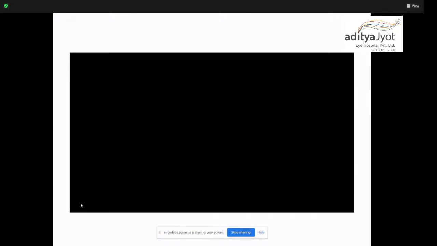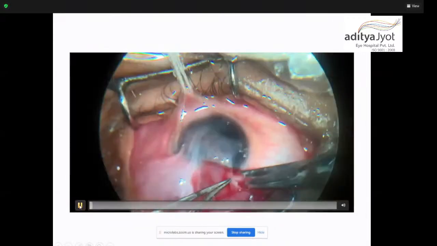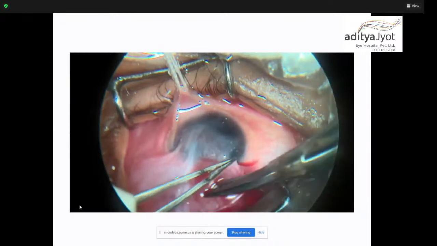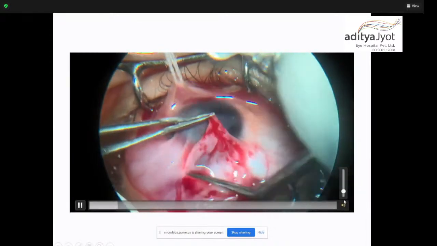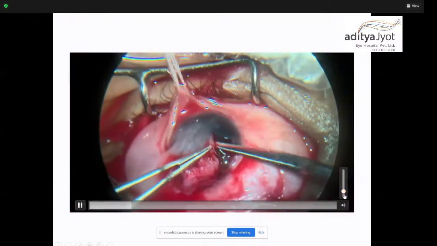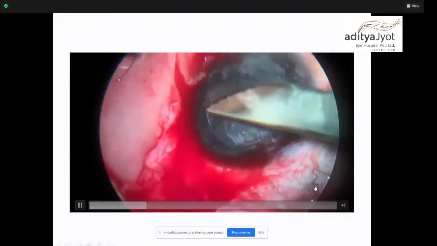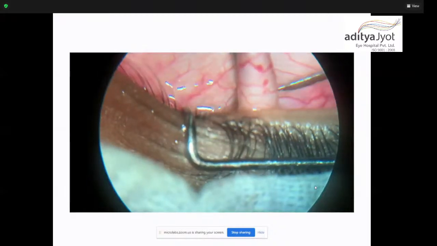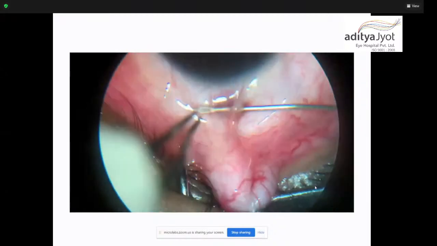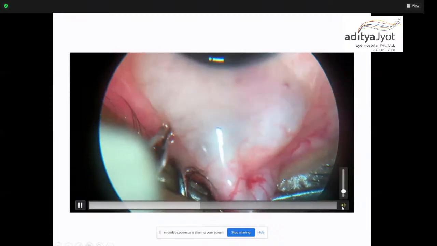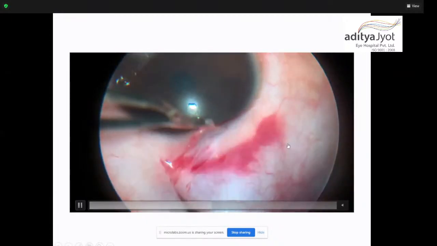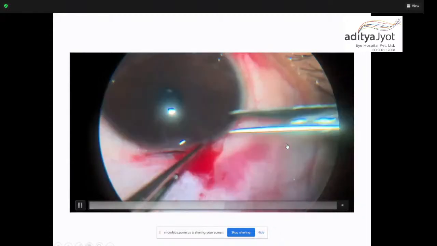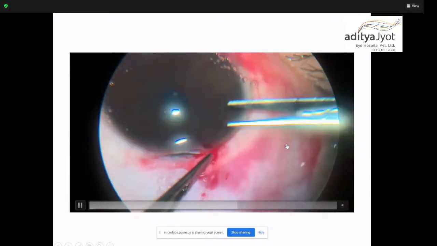So this is a procedure called auto SLET, where you take the limbal stem cells from the other eye. So the fibrovascular pannus is cleared, and then the entire cornea is cleared. The limbal stem cells are taken from the other eye, and then the limbal stem cell explants are placed onto the amniotic membrane.